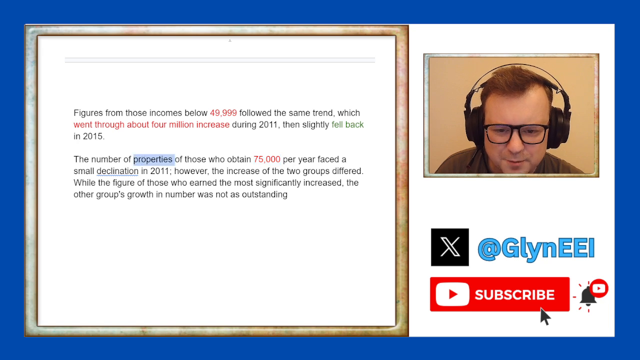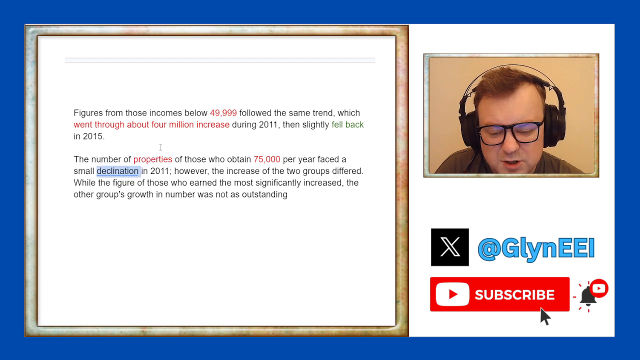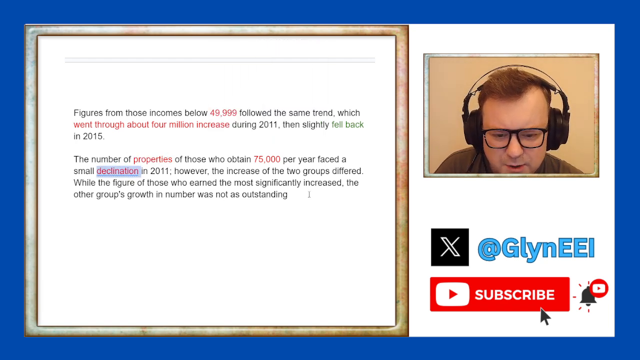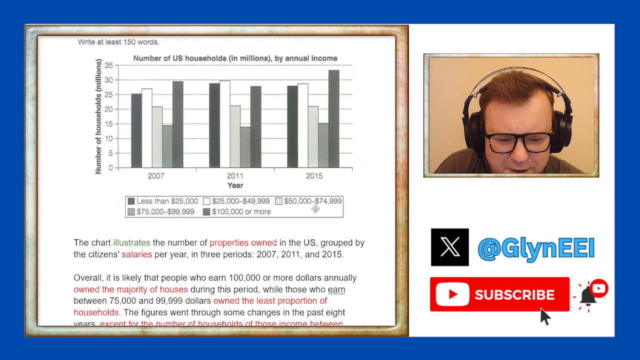But it's not about properties, it's about households, and households and properties aren't the same thing. "Faced a small decline, a small decrease, but not declination in 2011." Let's have a look if that's true. "Obtained 75,000 per year." So what is 75,000 per year?